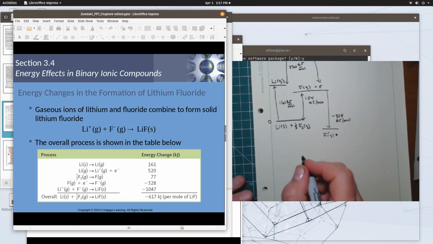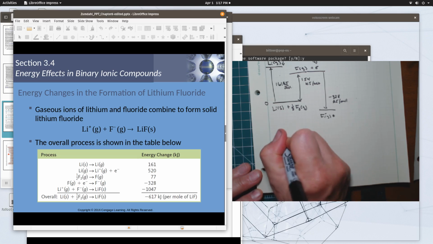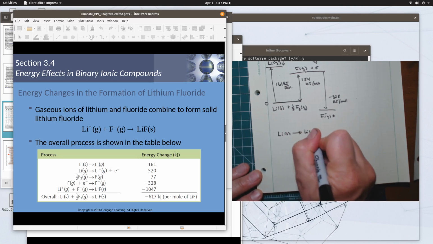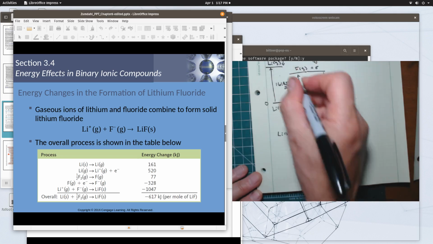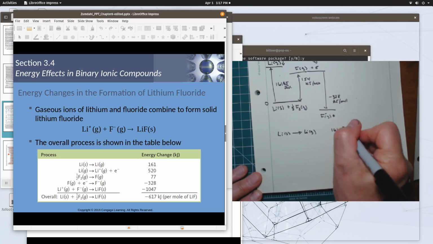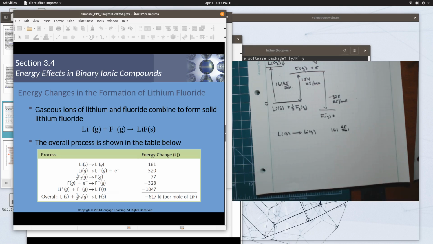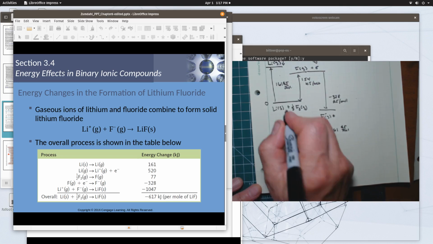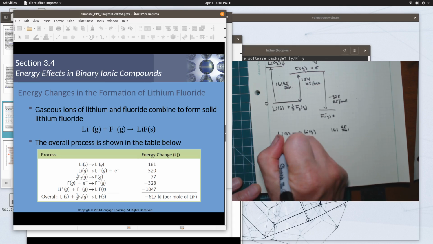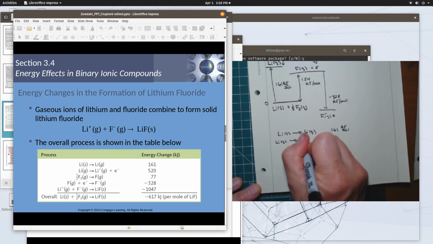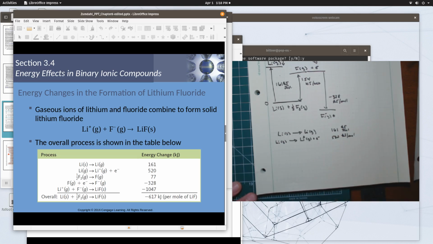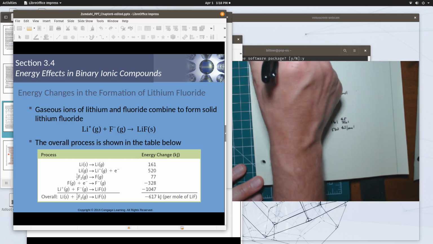We can do that here. So the first step, let me write this out as a sequence of steps: lithium solid to lithium gas. This is just accounting. The energy change for this was 161 kilojoules per mole. These are all in kilojoules per mole. The next step, step 2, was the dissociation of this: lithium in the gas phase to lithium plus in the gas phase plus an electron. Well, that was 520 kilojoules per mole. Okay, so I can add those together and get me to that point right there.